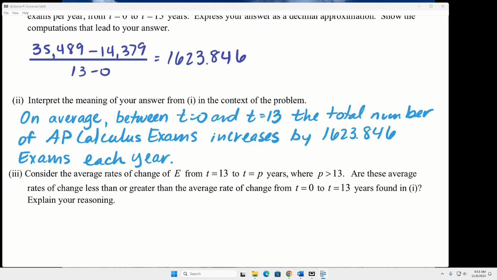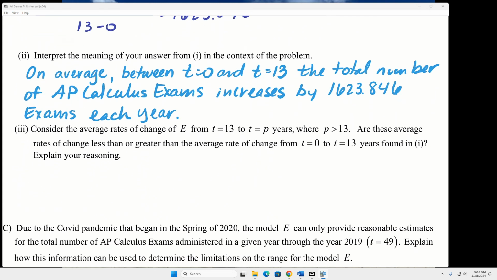In calculus, we talk about using the net strategy when we're interpreting things, and you can do that here also. And so the net strategy is the noun, which is the total number of exams, the units, which is exams per year, and T is the time. So those are always important to include in your interpretations.